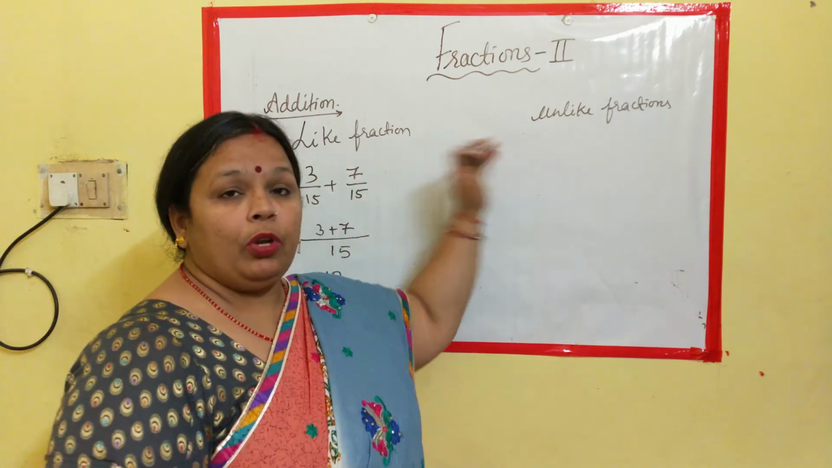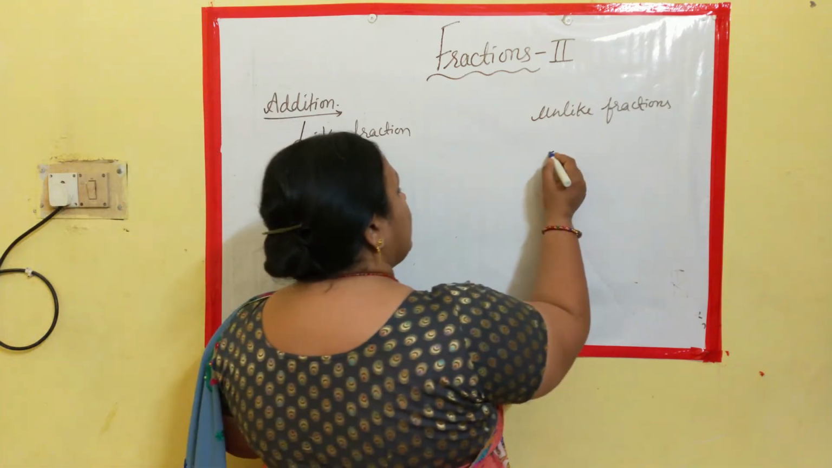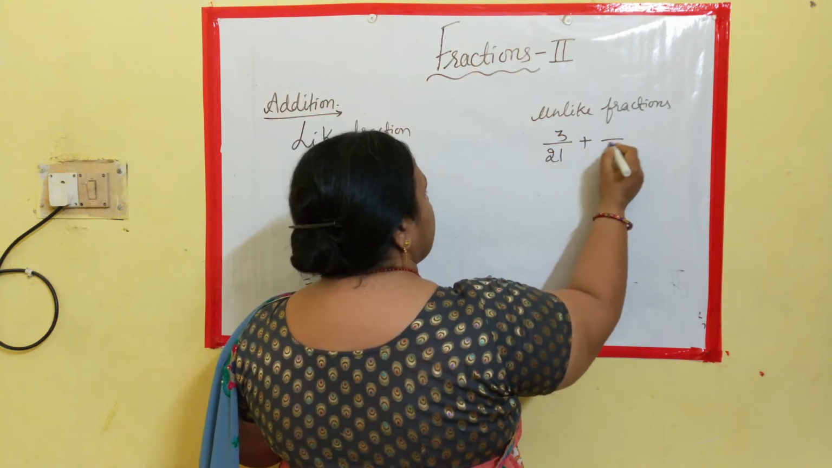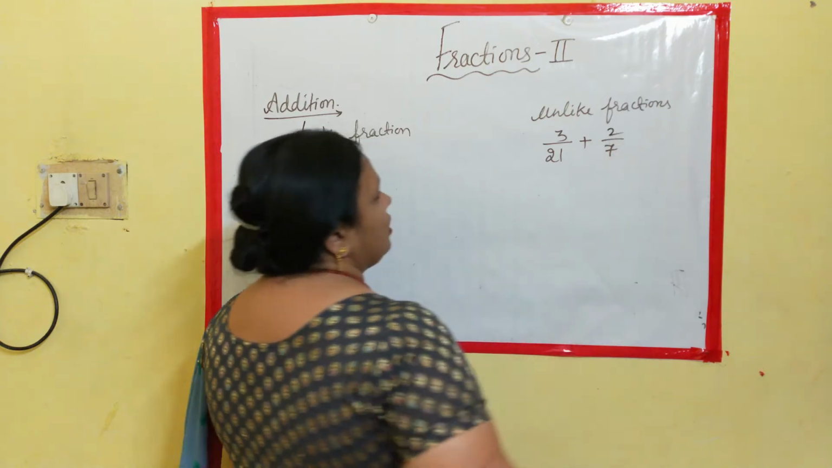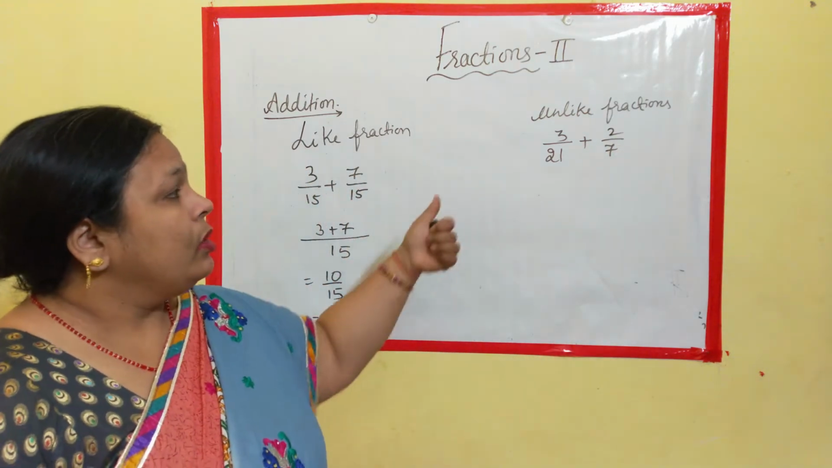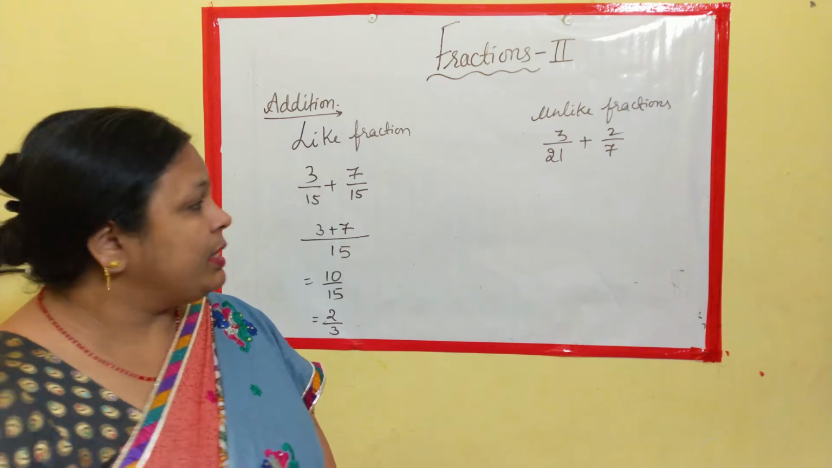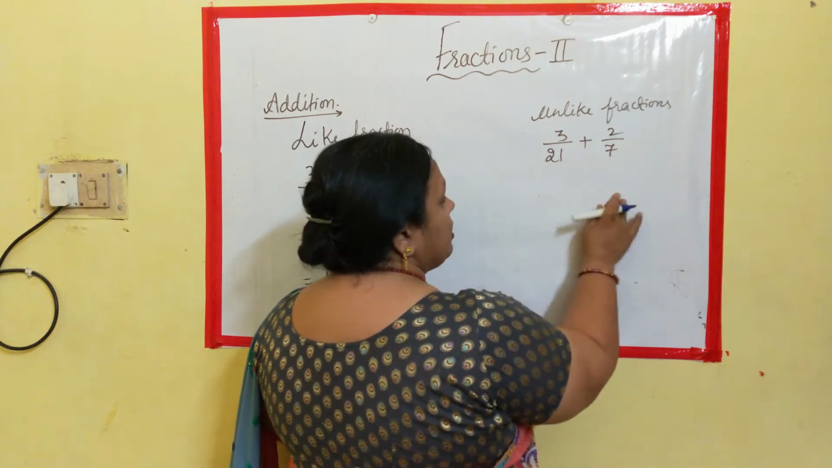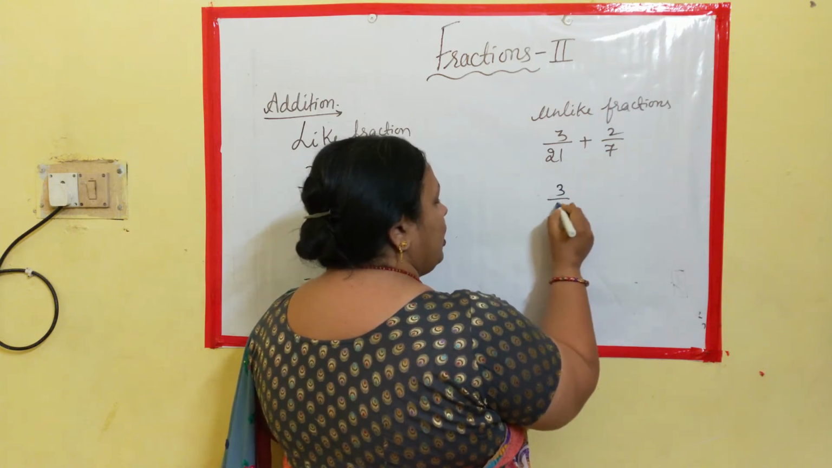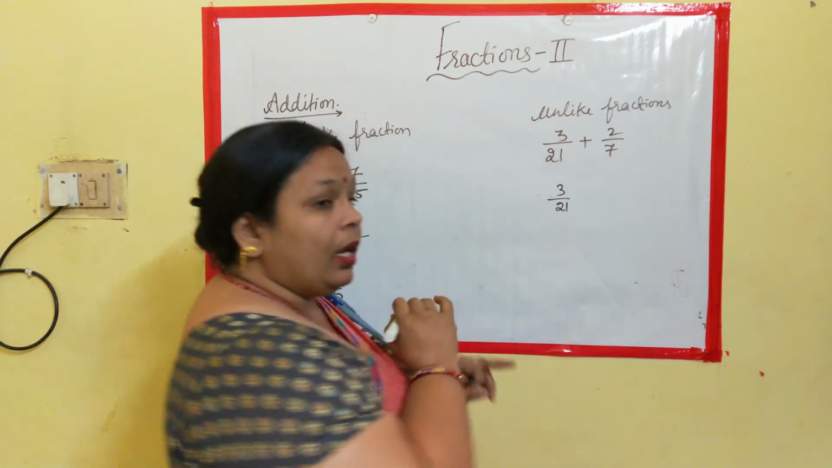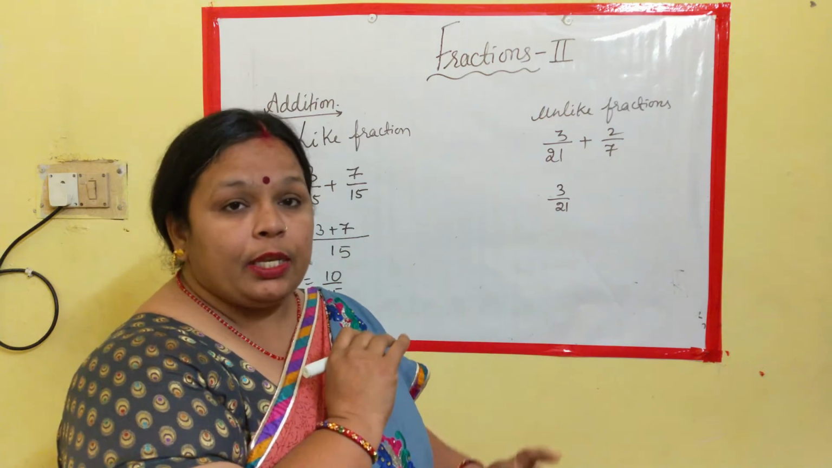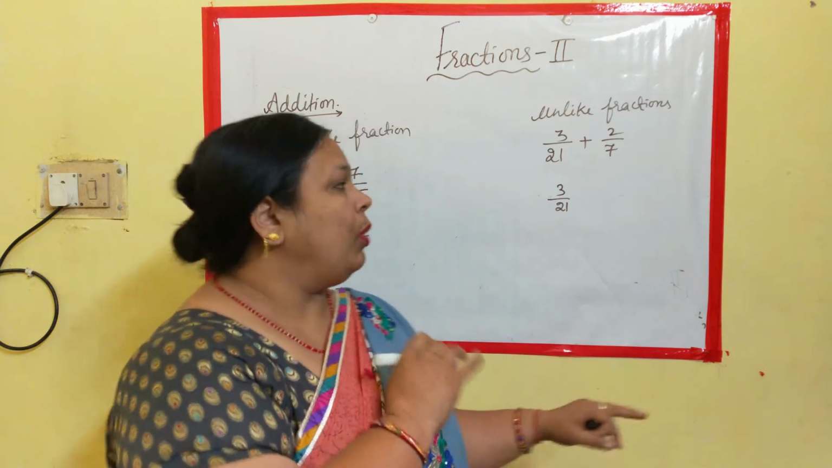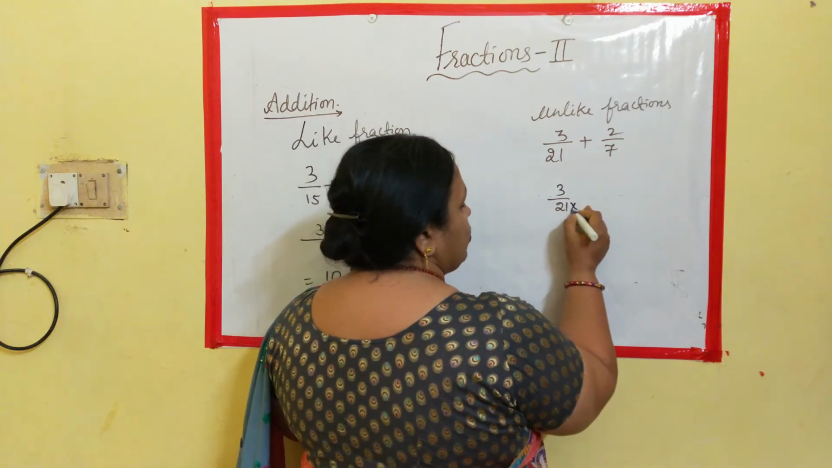Now this was like fractions. When we come to unlike fractions, we can take 3 by 21 plus 2 by 7. We have unlike fractions, so we are going to first make them like ones. To make like ones, we need to take the LCM of the denominators. The LCM of the denominators is 21, so this is as it is, 21.